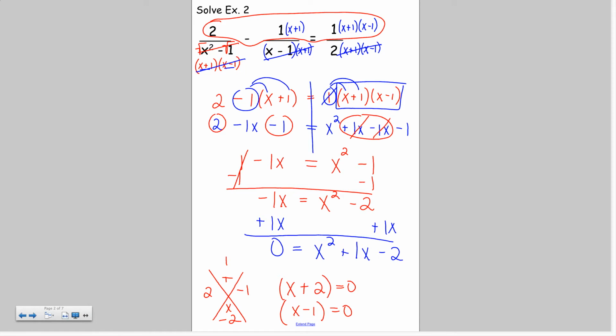So when I set my factors equal to 0, and I move the 2 over, and I move the 1 over, I'm going to get negative 2 and positive 1. So in this case, my answer needed to be factored.